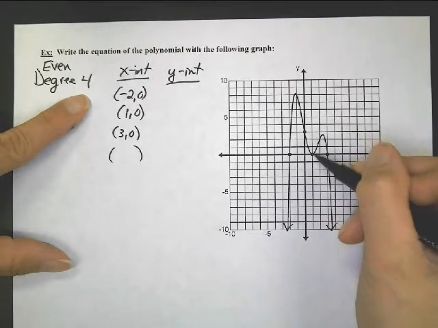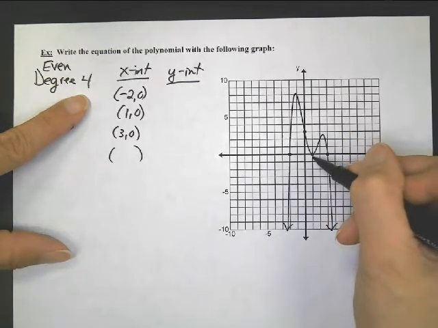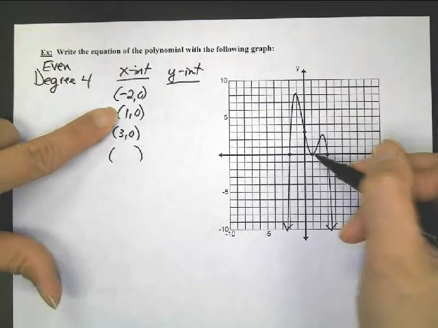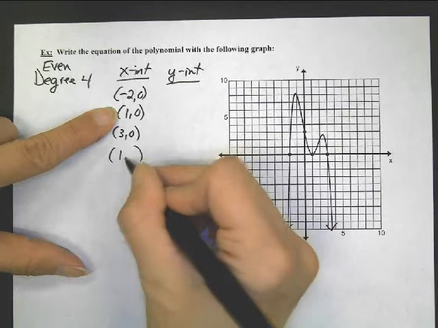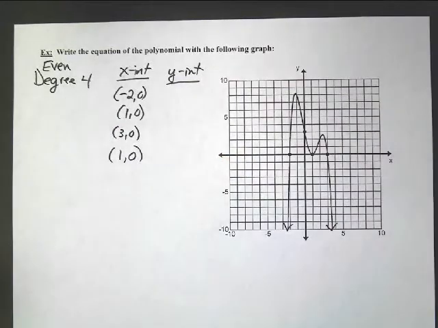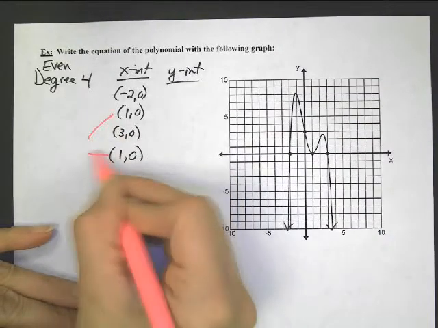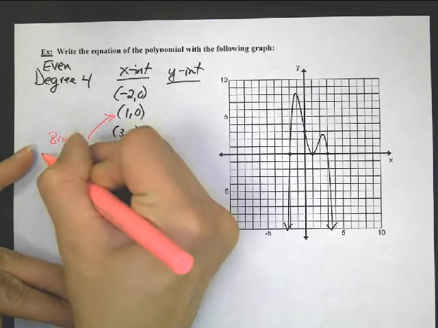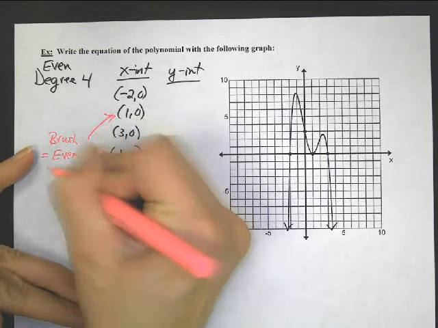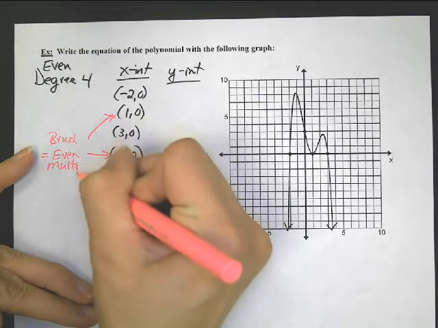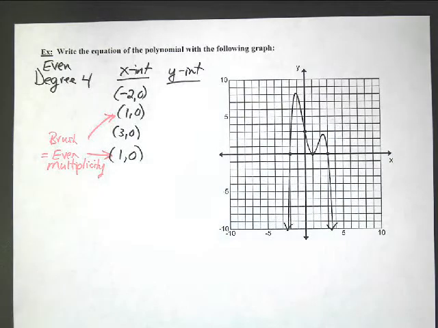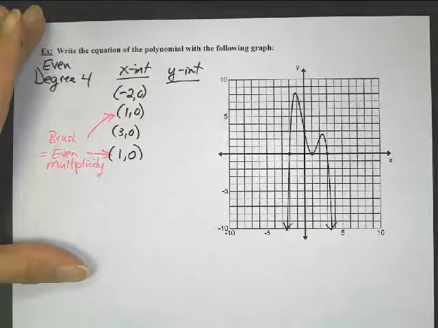If it brushes, that means it has to have even multiplicity. It can't appear as an x-intercept once. It has to appear twice. 1, 0. And let's just put a little note right there. Brush means even multiplicity. You have to make sure that if things are brushing, you write them down twice.